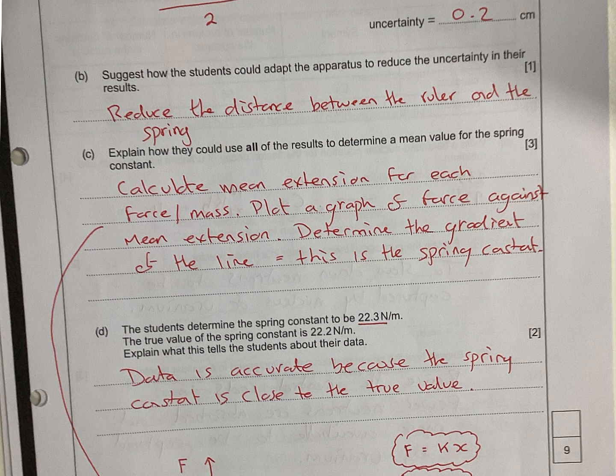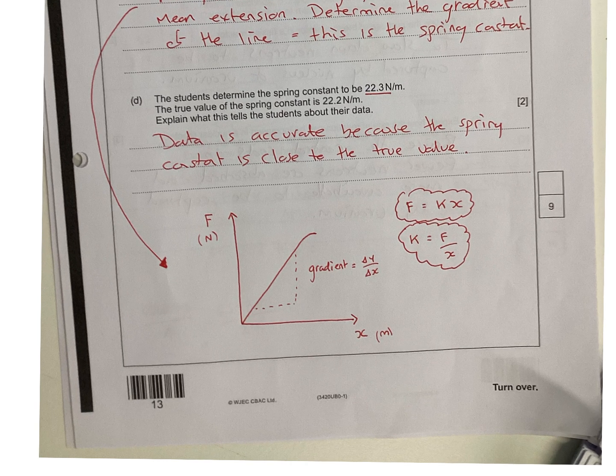Calculate the mean extension for each force mass. Plot a graph of force against mean extension and then determine the gradient is how you could determine the mean value from all. So I've drawn quickly a little sketch of a graph that you'd expect to see. You can see if it follows Hooke's law, then the force is going to be proportional to the extension, which is x, and then the point at which it curves is going to be the elastic limit. That's where it no longer obeys Hooke's law.